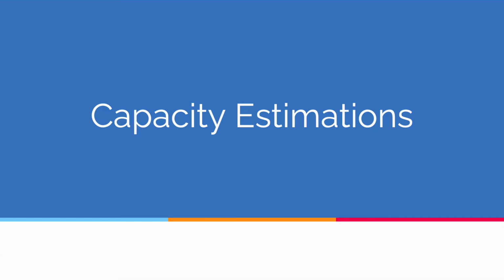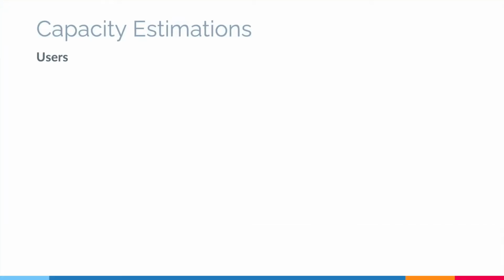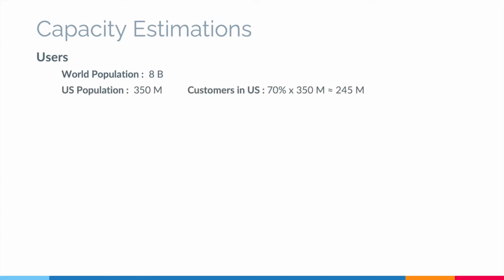Since Messenger is a globally used platform, let's start with the world population, which is 8 billion. The population of US is 350 million. Since Messenger is heavily used in US, let's assume that 70% of the population uses the app. If you have some other number in mind like 50 or 40, that is also fine. We don't need this data to be accurate. Our focus is only on how we approach these numbers.